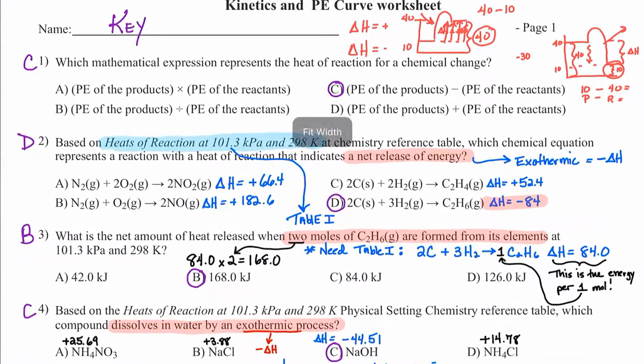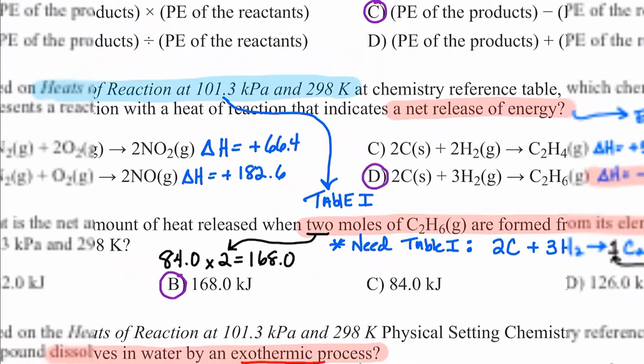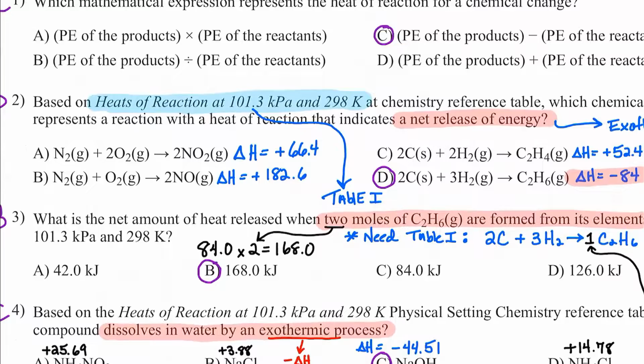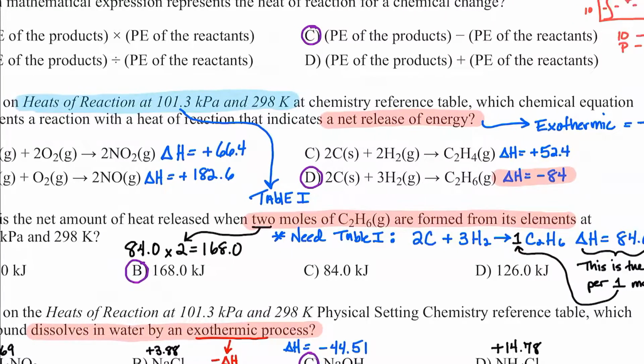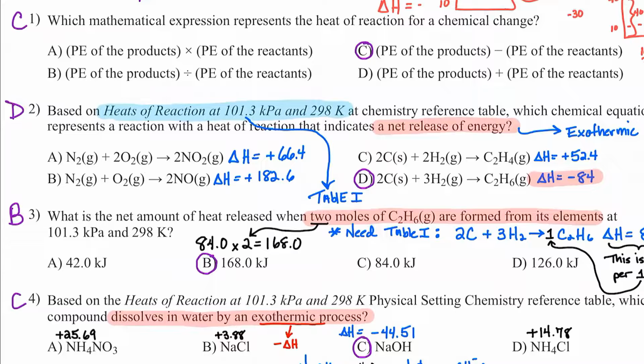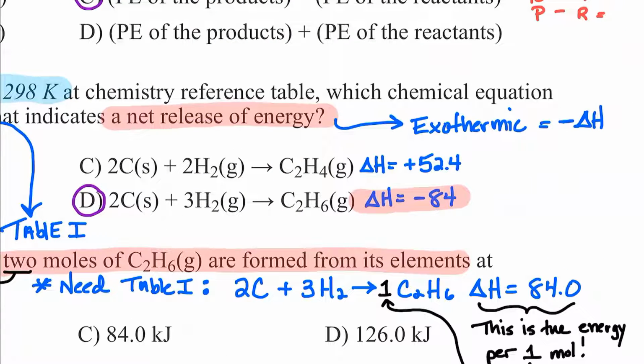Number two says, based on the heats of reaction at 101.3 kilopascals, and so on, the chemistry reference table. Hey, that's just table I. Sometimes they'll tell you to go to table I, sometimes they won't. So which chemical equation represents a reaction with the heat of reaction, delta H, enthalpy, indicating a net release? Net release, my friends, is exothermic. As I say here, it's got to be a negative delta H.